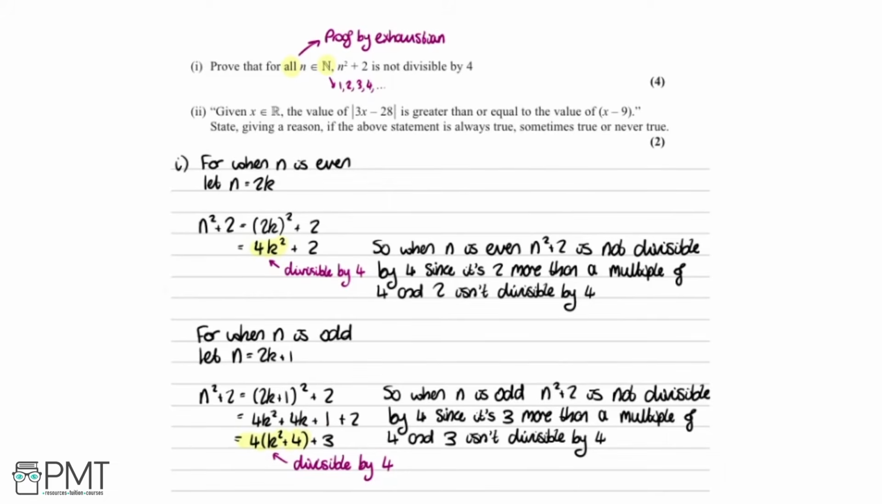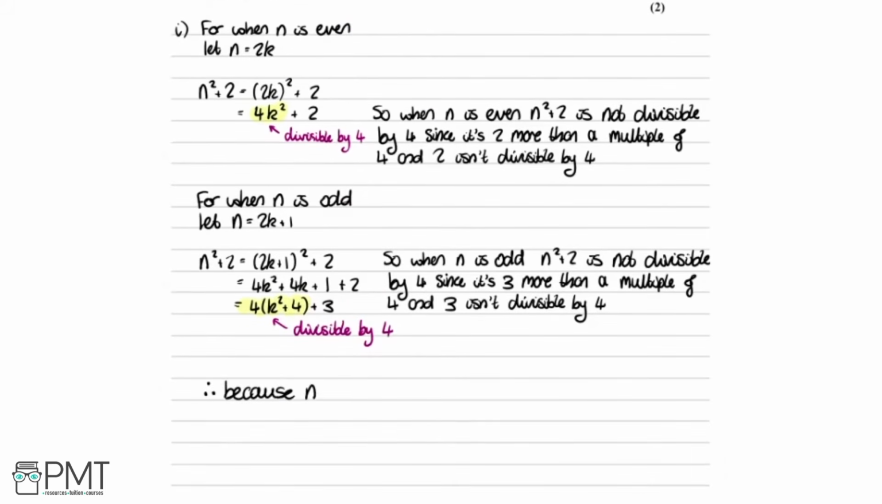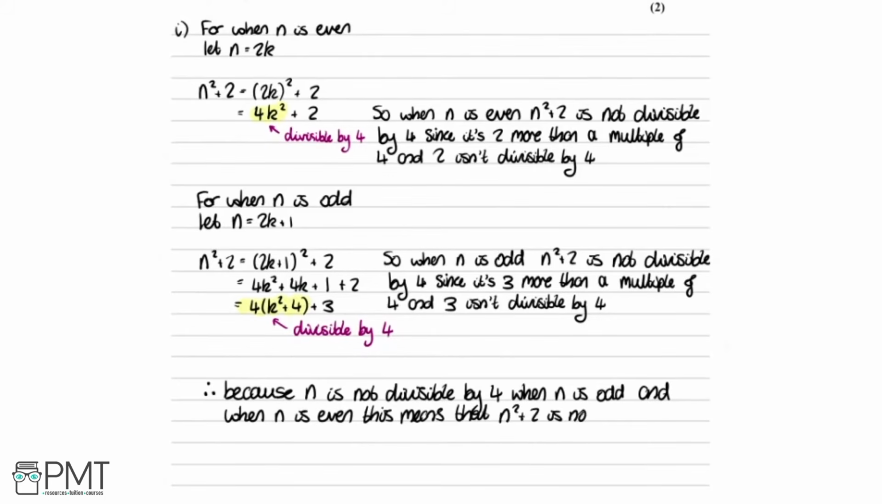For my explanation here, I've just copied out the same explanation as before, but changed it to say that when n is odd, it's not divisible by 4 since it's 3 more than a multiple of 4, and 3 isn't divisible by 4. So here we've proved, because we've looked at both even numbers and odd numbers, that for any natural number, n squared plus 2 is not divisible by 4. Bringing this all together, we can say that because n squared plus 2 is not divisible by 4 when n is odd and when n is even, this means that n squared plus 2 is not divisible by 4 for any n contained within the natural numbers.